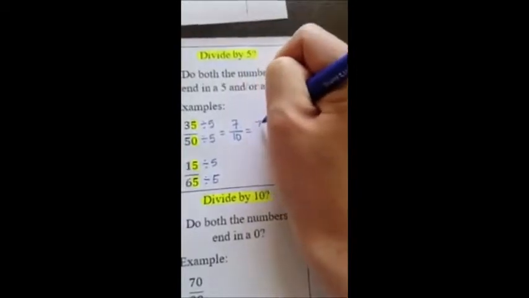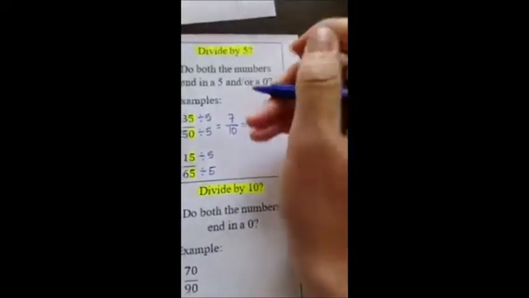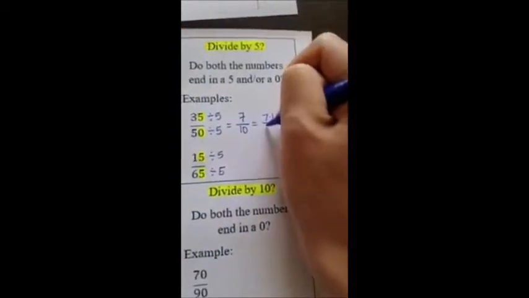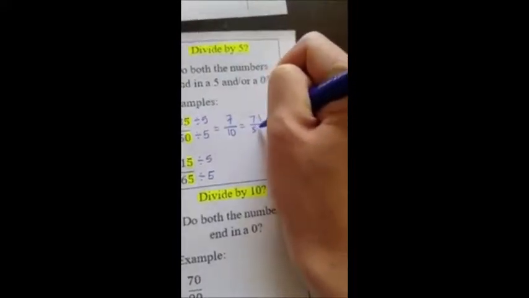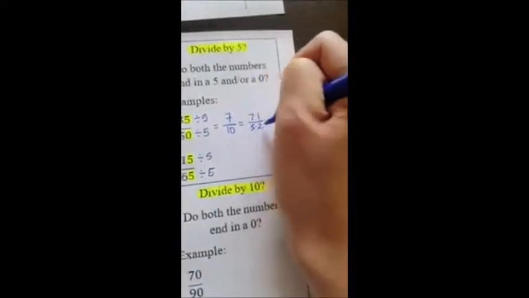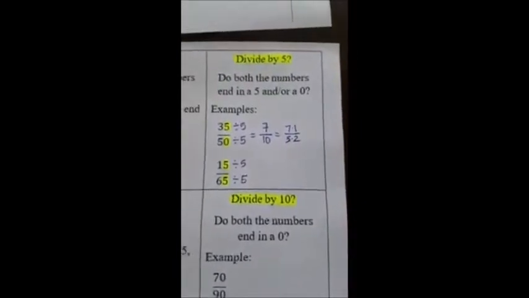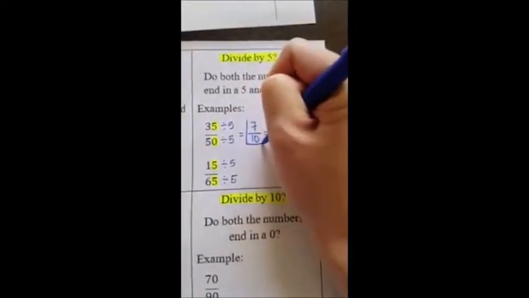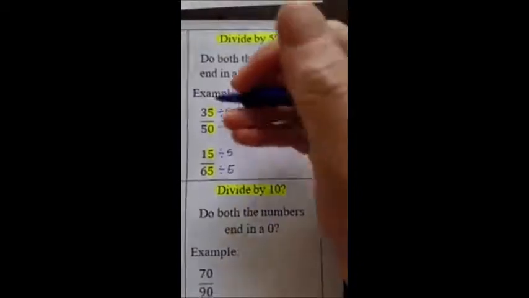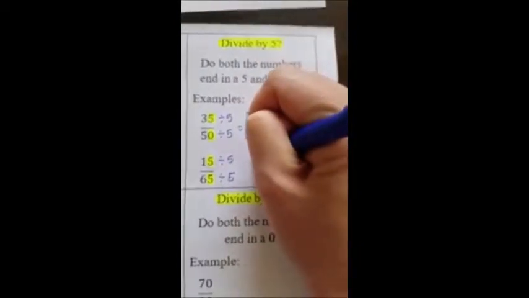And once again, we stop there because 7 can only be split into 7 times 1 because it's prime. 10 could be split into 5 times 2. But you'll notice they don't have any factors in common that can be simplified any further. So the simplest form is 7/10. Down here, 15 divided by 5 is 3.